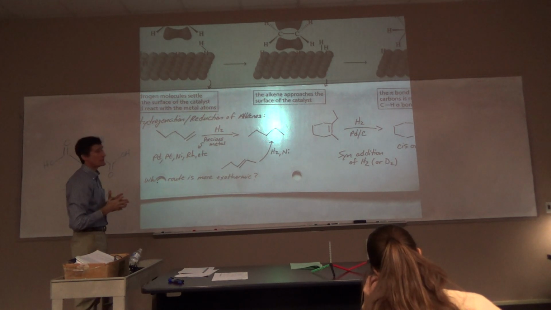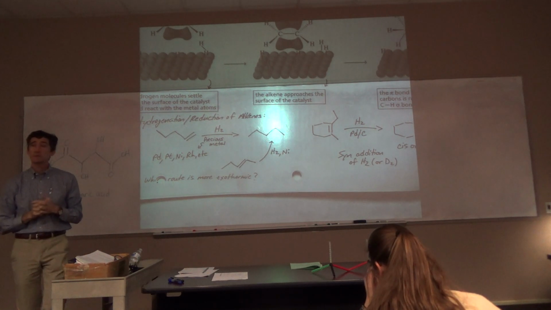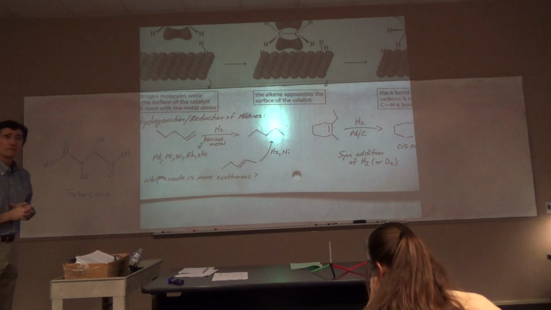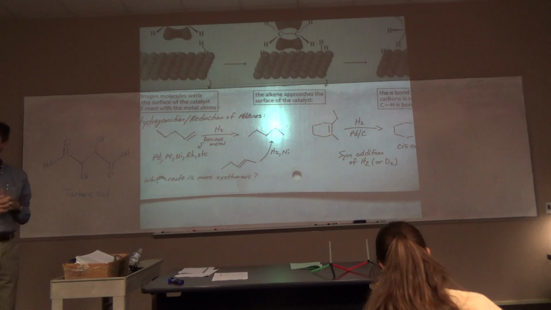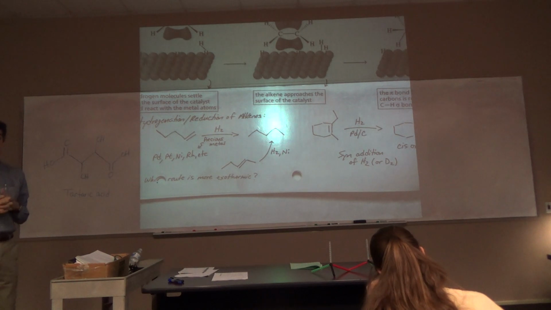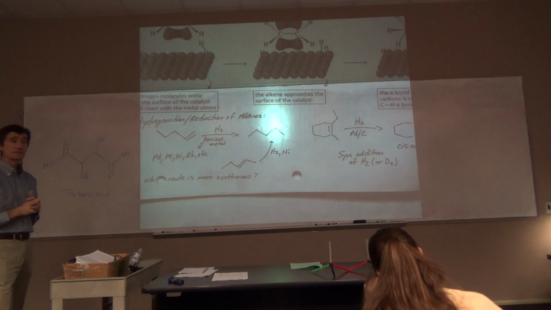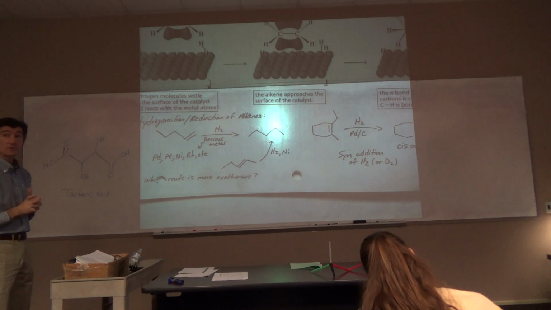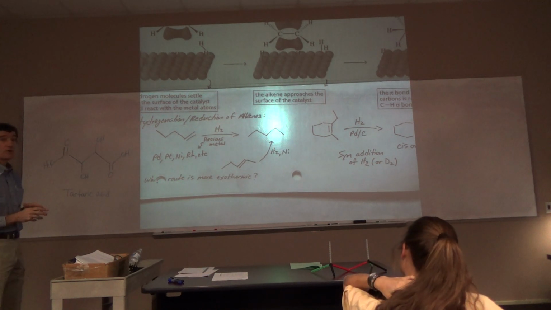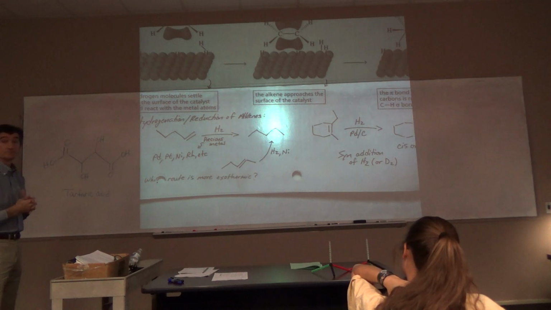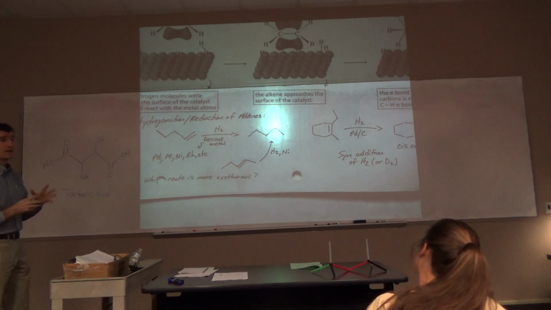Mechanism for this. It is not an ionic mechanism. What's an ionic mechanism? One that involves ions as intermediates. Just about every mechanism we've looked at, probably all of them have involved ions as intermediates. Thus, every mechanism we've looked at thus far has been an ionic mechanism. This is not an ionic mechanism.